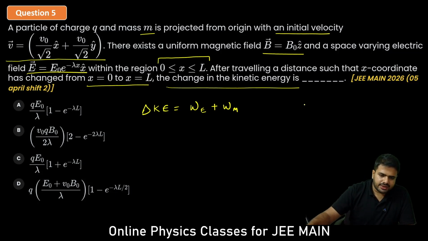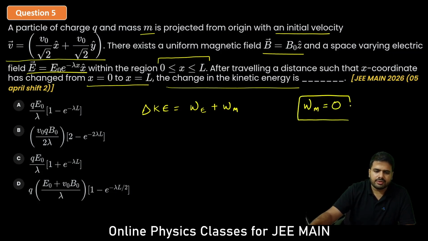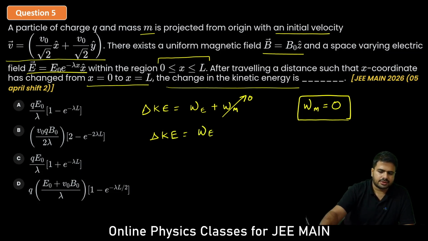But in magnetic effect of current, we have studied that work done by magnetic force in any case is zero. Magnetic force will never do any work. So here work done by magnetic force is completely zero. So we can say that change in the kinetic energy is only because of work done by electric forces, not magnetic forces. Okay.